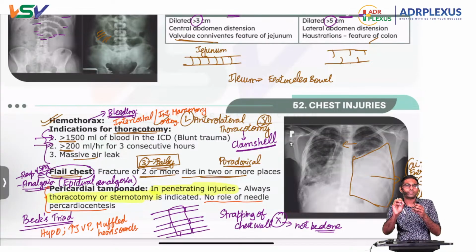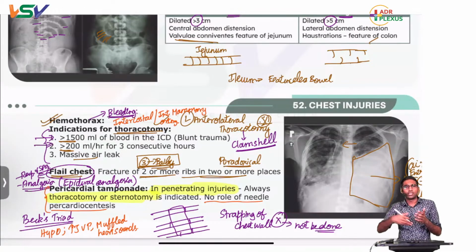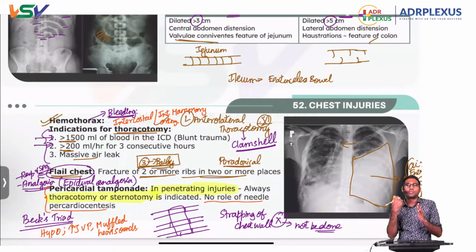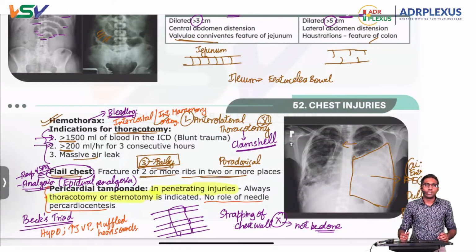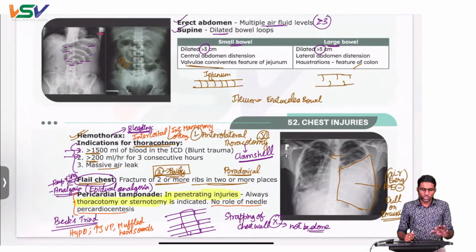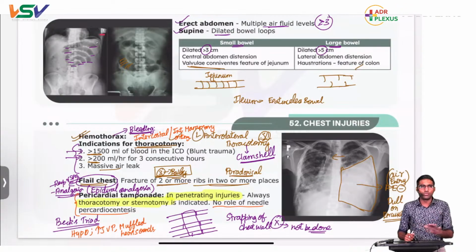Once you put a catheter, whatever blood has collected will come out, but again there will be ongoing bleeding. So you should go for a thoracotomy and suture the hole that has been created in the myocardium. These are all very, very essential points. All the points from Bailey, I have put up here.